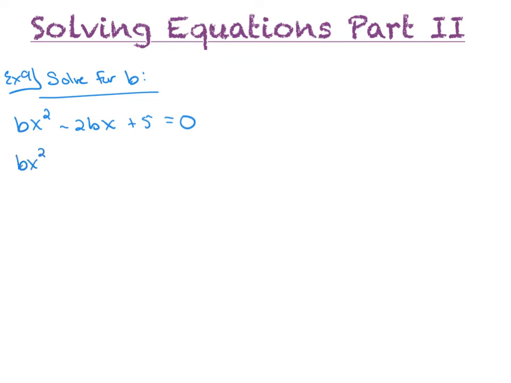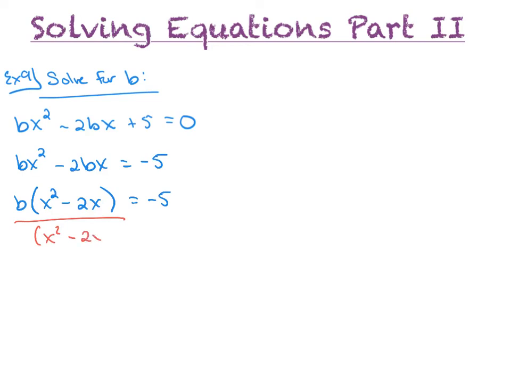Everybody with a b stays on one side, so bx squared minus 2bx, and we're going to move the term without the b to the other side, negative 5. Factor out the b. We have b times x squared minus 2x equals negative 5. And then finally divide by the parentheses x squared minus 2x. So we have b equals negative 5 over x squared minus 2x.